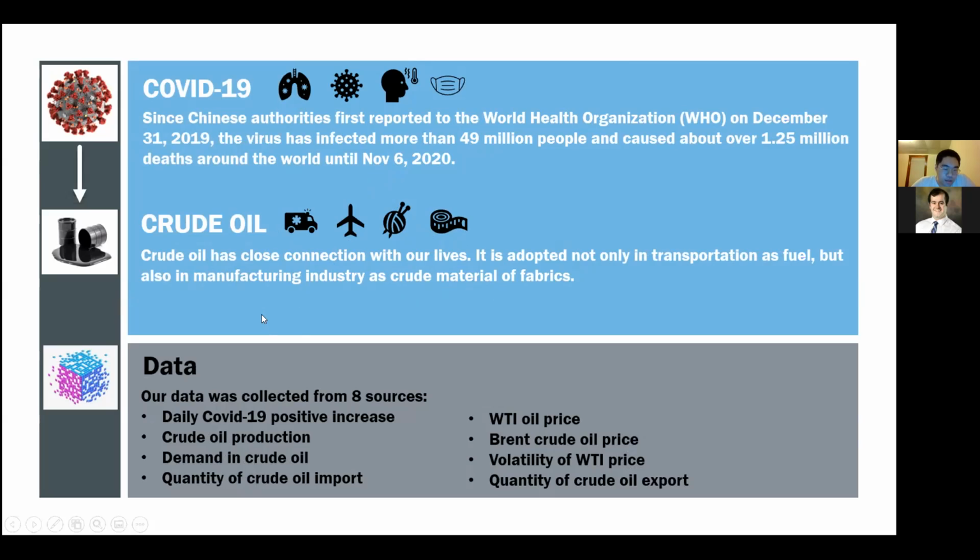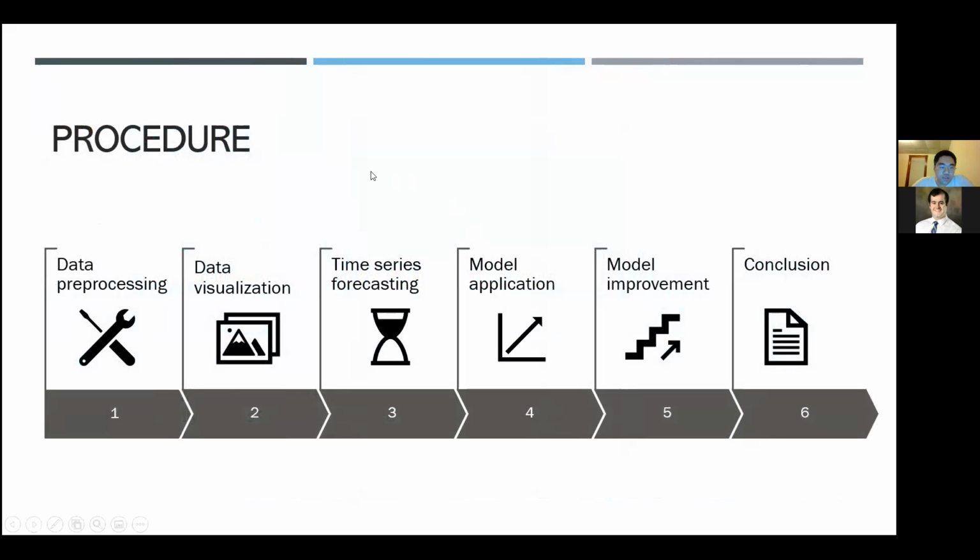And I want to talk about our data. Our data was collected from 8 sources, including positive increase of COVID-19, crude oil production, demand, oil import, oil export, and oil price of WTI and Brent crude oil and volatility of WTI price. The procedure has 6 steps in total, from data preprocessing to our conclusion.